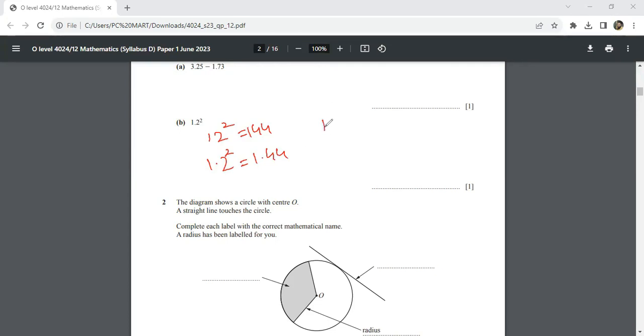And if you want to do it in detail, you have to just multiply 1.2 by 1.2. 2 twos are 4, again 2 ones are 2, cross over here, 2 ones are 2, and 1 one is 1. So it is 144 and the decimal point over here. So this will become 1.44. Okay. Next.